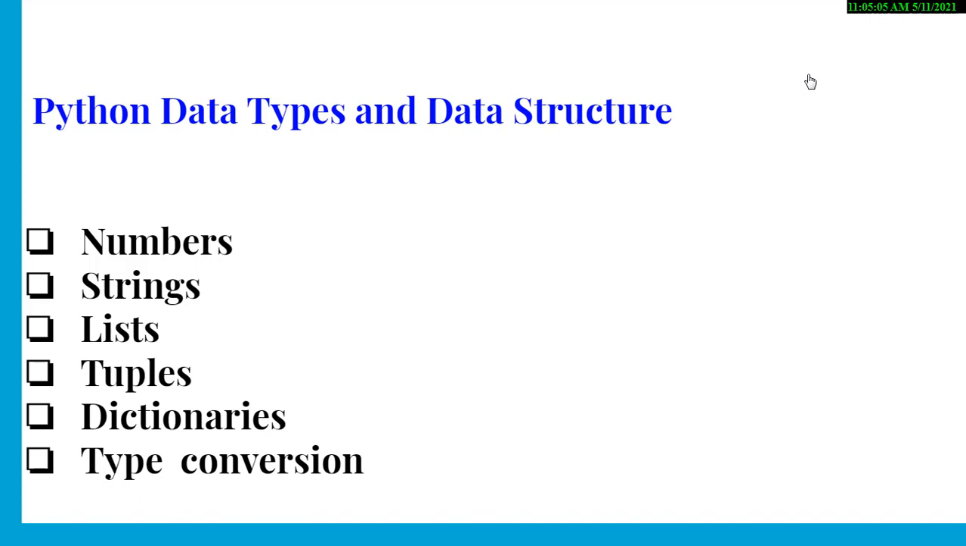Hello everyone. Coming to the next topic, Python data types and data structures. We shall be studying, within the data types, numbers, string, list, tuples, dictionary, and type conversion. We shall be seeing each of them with an example, starting with the first one, numbers.